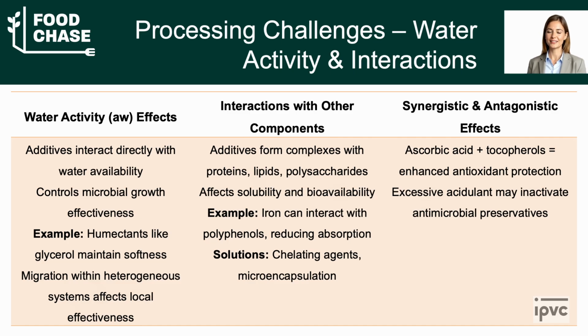Interactions between components are complex and critical. When you fortify foods with iron, that iron can bind with polyphenols and phytates, rendering it less available to our bodies. Food scientists solve this with chelating agents that keep the iron mobile and available for absorption, or they use microencapsulation to isolate the iron.